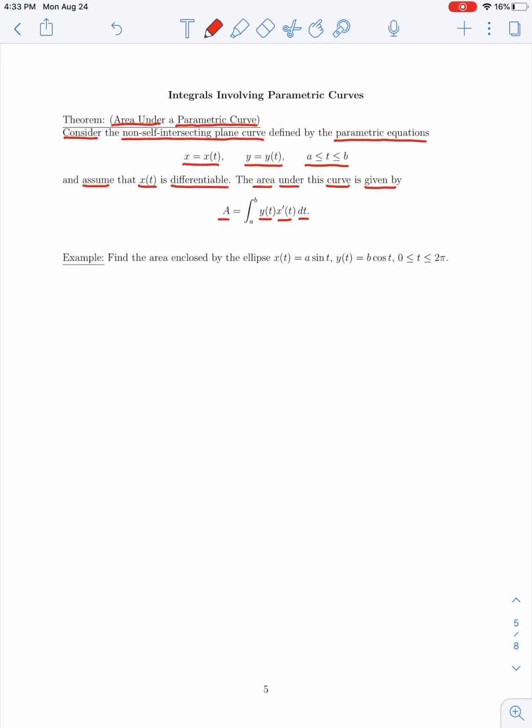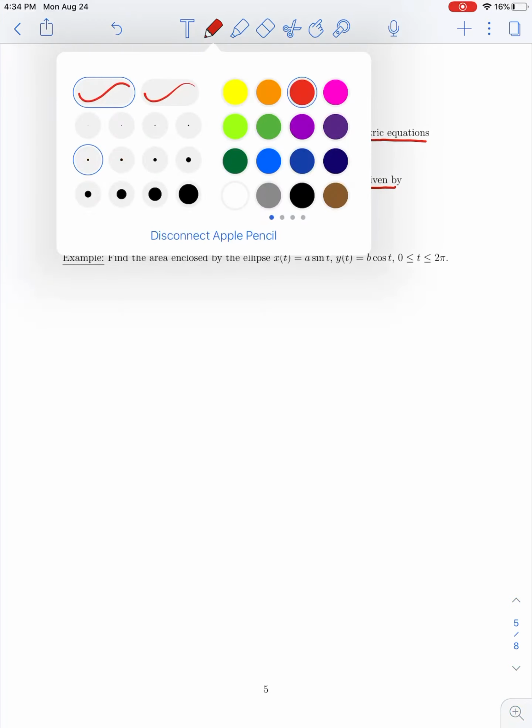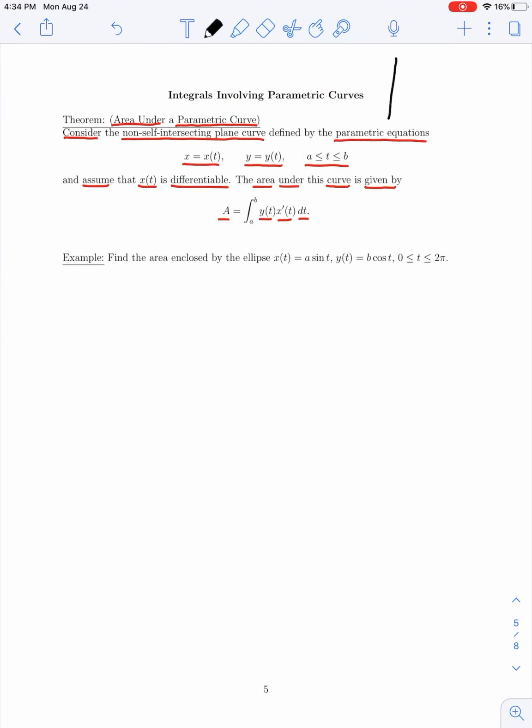Let's think about why this formula makes sense, with a little scratch work to the side here. Let's suppose that we have some non-self-intersecting parametric curve. Let's call that curve C. We're looking at that part of the curve that is defined from t equals a to t equals b. Our initial point here corresponds to t equals a, and our terminal point would correspond to t equals b.